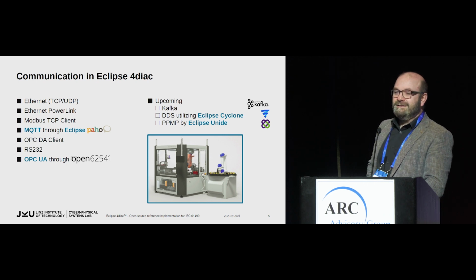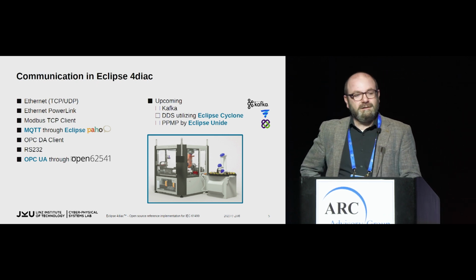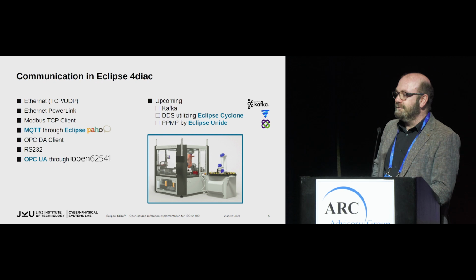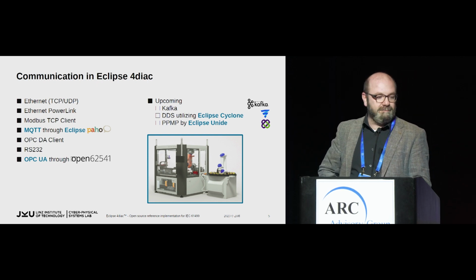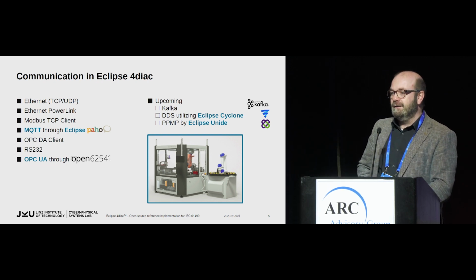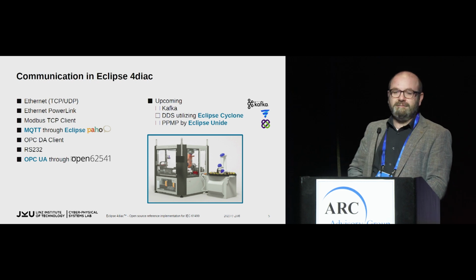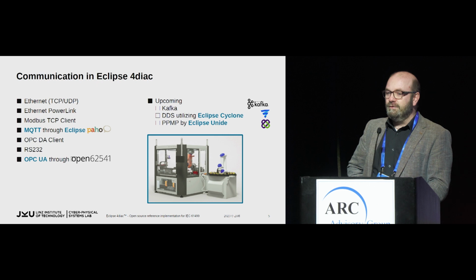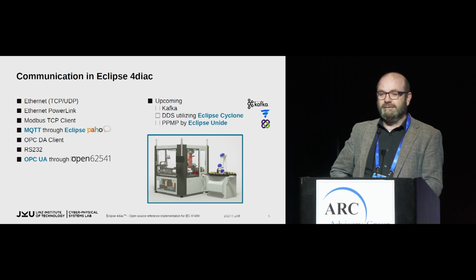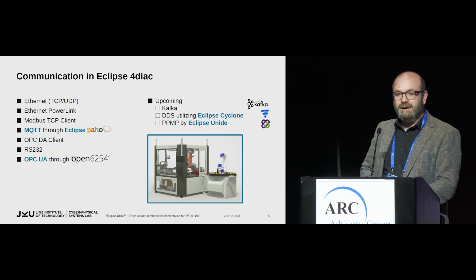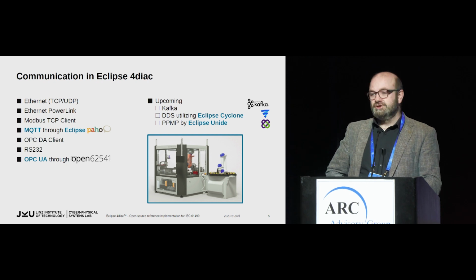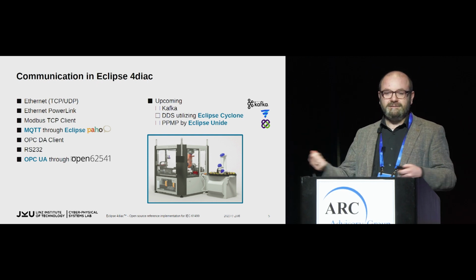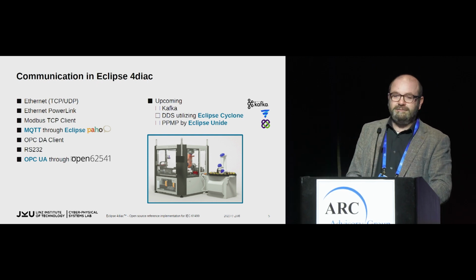So 61499 is a lot about communication. Communication between devices, but also communication with higher levels. Therefore, from the beginning, Eclipse 4diac FORTE was about how we can better communicate. And so what we already have now is direct integration with MQTT using Eclipse Paho, which is utilized to send data to brokers, to the cloud, to edge, whoever you want to.